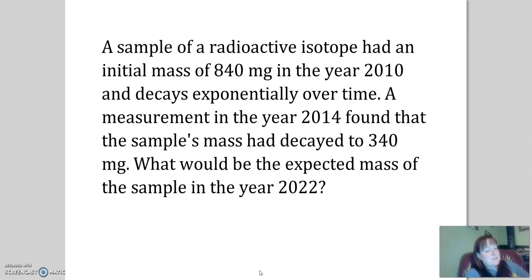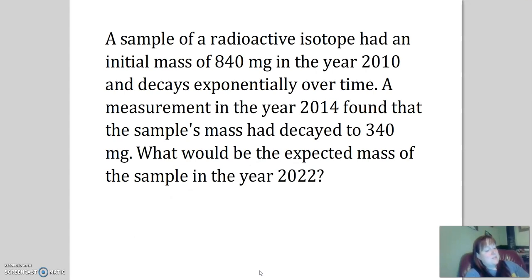So again, it gave us an initial value. It gave us this initial mass of 840, which is pretty handy because we can just plug that in. You'll see in a minute that a lot of times we don't have an initial value, so we have to find it from 2 points.